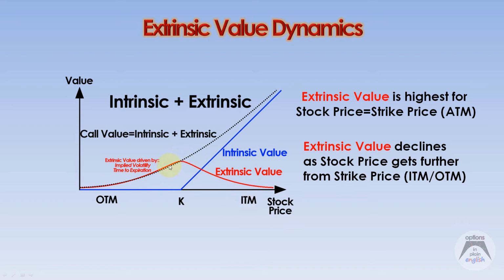Now, another thing that's very important to see here is the little note that I included here: extrinsic value is driven by both implied volatility and time to expiration. Okay, so in addition to where the price is with respect to the strike price, you can see here how it changes, but also implied volatility and time to expiration are going to modify the curve that represents the values for extrinsic value.